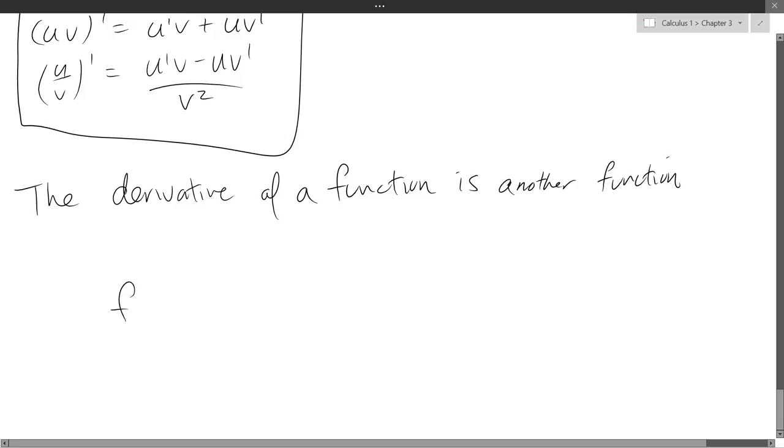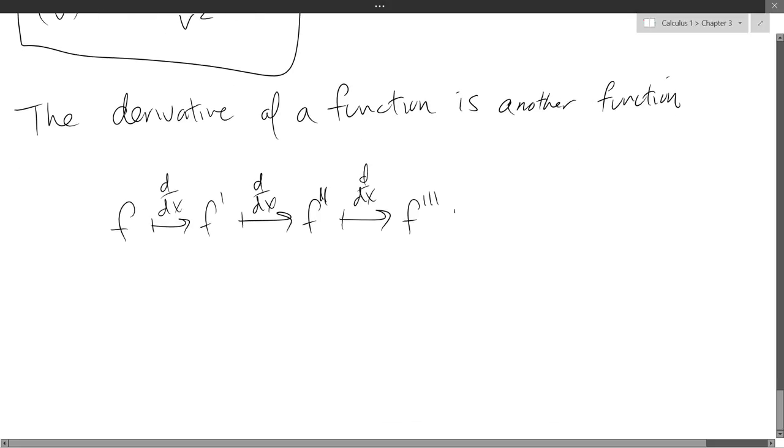So if you have some function and you apply ddx, you get f prime. And you could then take derivative of that function. So if we apply another ddx, we will get f double prime. And if I apply another derivative, I'll get f triple prime. At some point, it gets annoying to keep going with that notation.